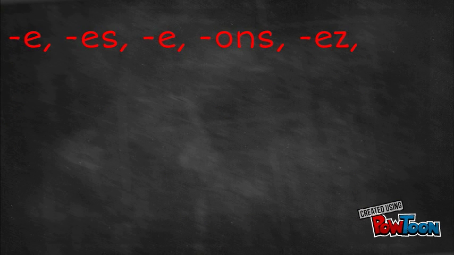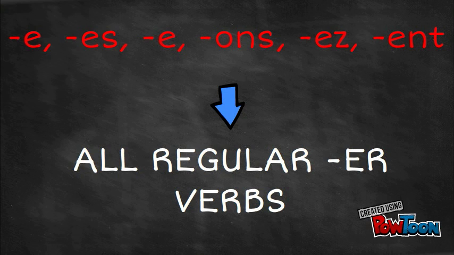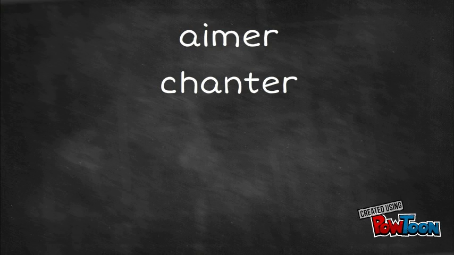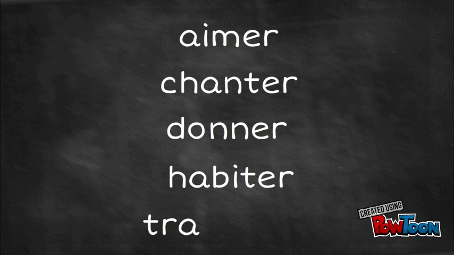These same verb endings work for all other regular ER verbs. Other verbs that end in ER like parler are aimer, to like or love, chanter, to sing, donner, to give, habiter, to live, and travailler, to work. These verbs, as well as many others, follow the same conjugation rules.